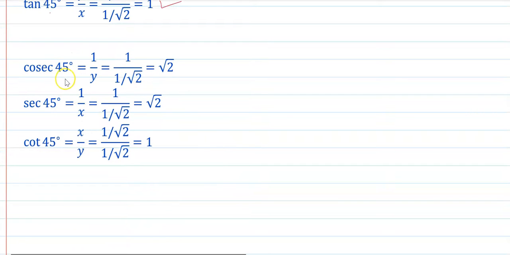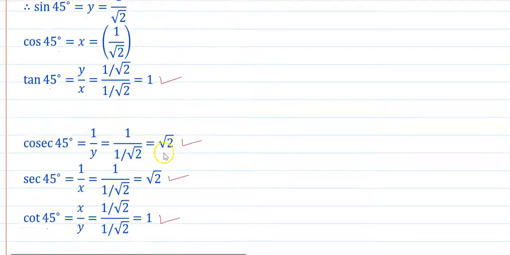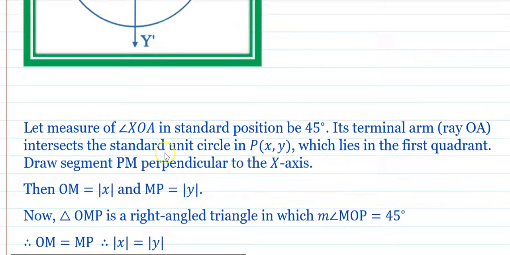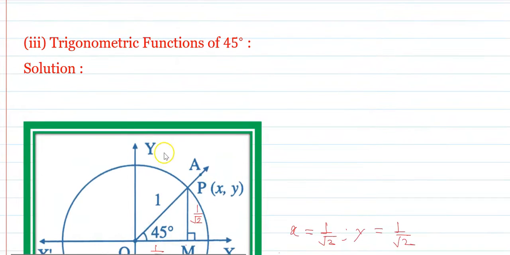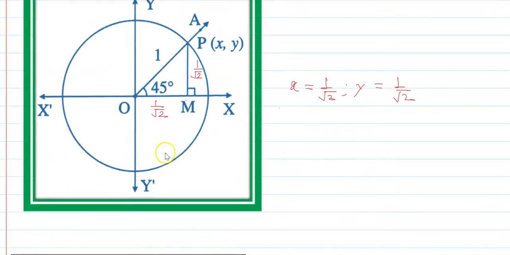Next, cosec 45 is 1 upon y, that is 1 upon 1 by root 2. Therefore, you will get root 2. Sec 45 is 1 by x, that is 1 upon 1 by root 2. Then multiply the reciprocal, you will get root 2. Cot 45 is x upon y, 1 by root 2 upon 1 by root 2. Root 2 gets cancelled, and hence you are getting 1. And these are the values of the trigonometric functions of the angle 45.